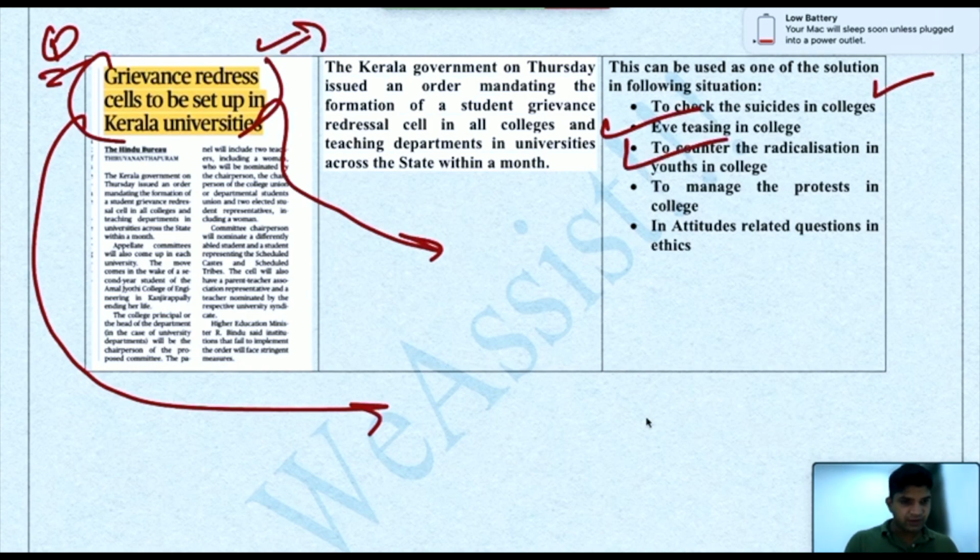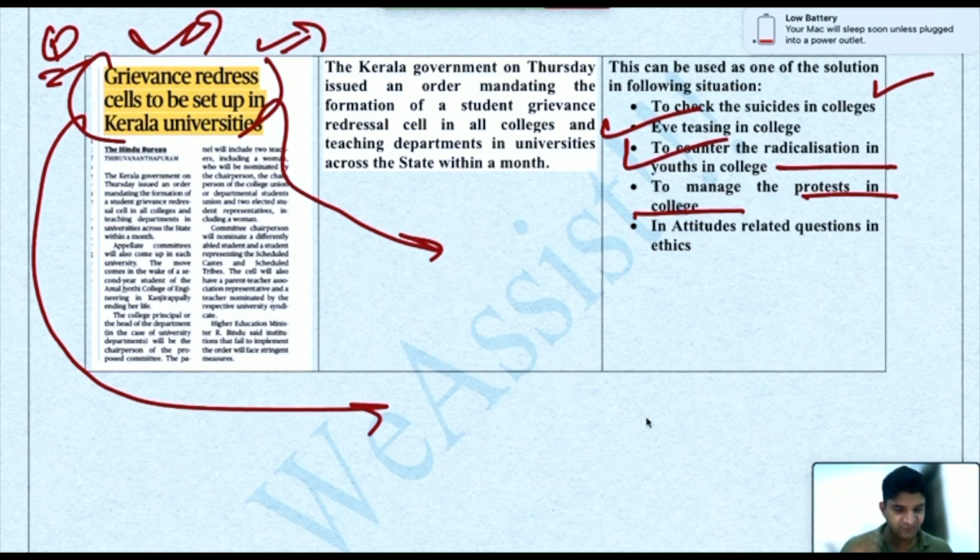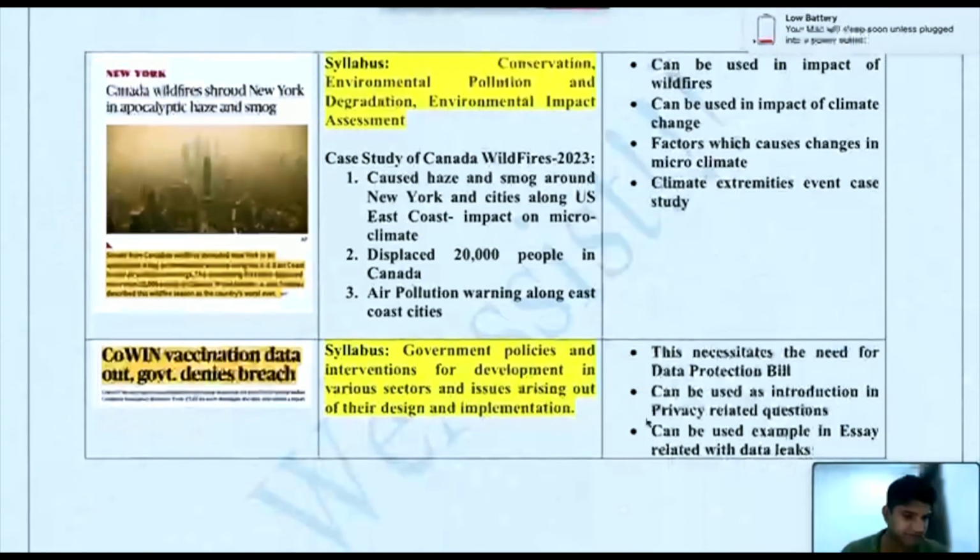Radicalization. Now in radicalization, we have seen that a lot of students from Kerala joined the ISIS. So to change their attitudes, to counsel them, these cells can be very effective. To manage the protests in the colleges, sometimes we have seen that the protest gets violent. So if we have to suggest one measure, we can use this. So you just have to remember one point, that Kerala has set up the grievance redressal cells in colleges, and how many places you can use it, you can see by yourself. Okay, so do it smartly.